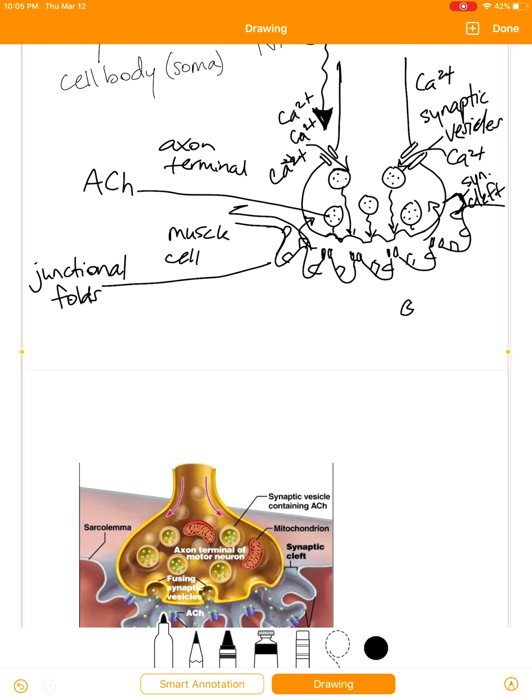Or the neurotransmitters can just diffuse out of the cleft. And if they're not down here in this cleft, in this space, then you really don't have to worry about them. They're not going to be affecting the muscle cell at that point.